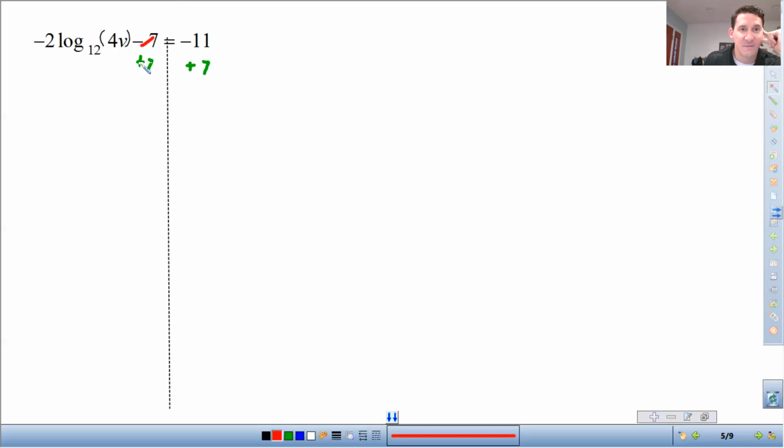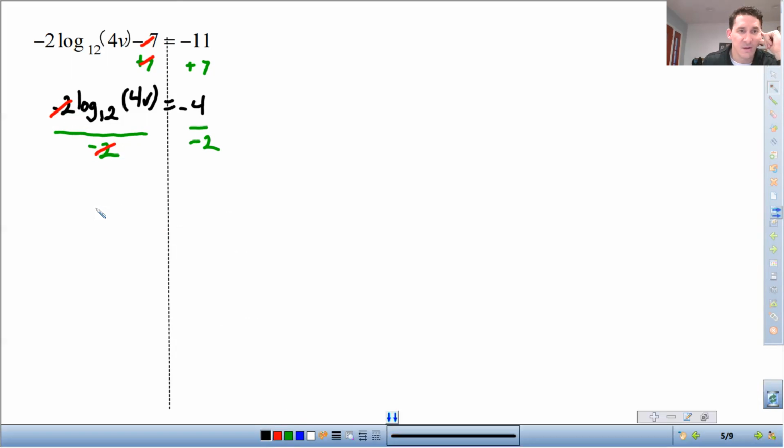So the -7 plus 7 cancels out. I get -2 times the log base 12 of 4b is equal to -11 plus 7 is -4. And then I need to get rid of the -2 on this side. So I'm going to divide both sides by -2. Times -2 divided by -2 cancels out. And I get log base 12 of 4b is equal to -4 divided by -2 is +2.